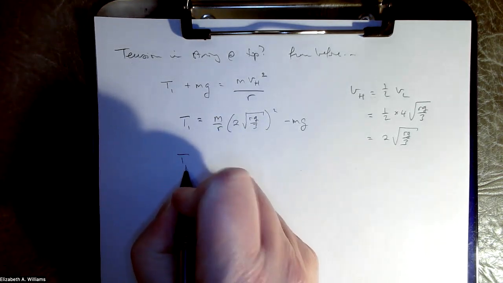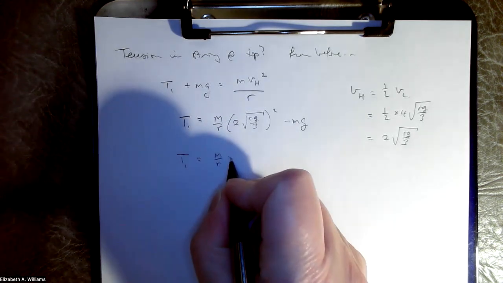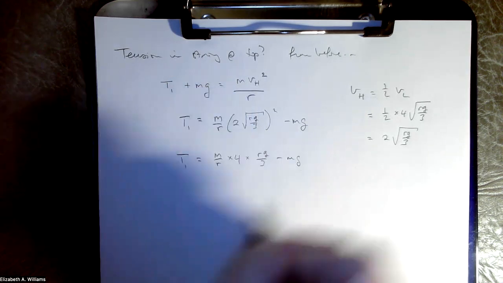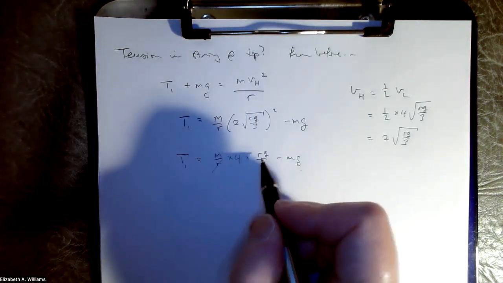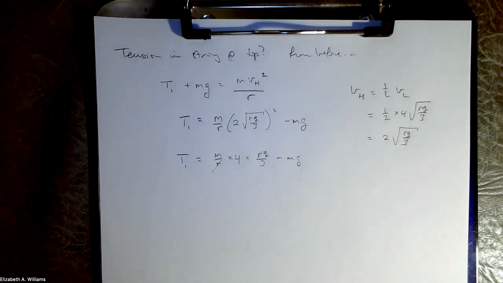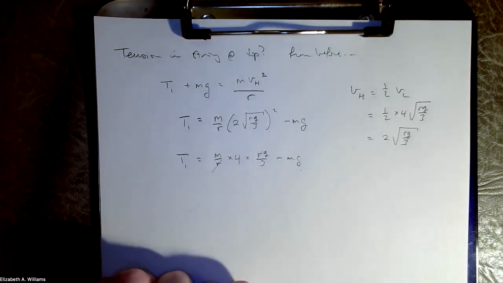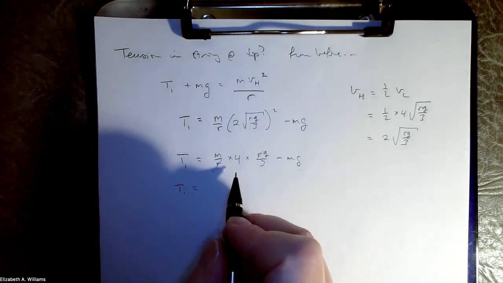I can do math. T1 equals M over R, don't do too much in your head, times 4 times RG over 3 minus MG, and you tidy that up. Your R's are going to divide out, which is interesting, that the tension isn't going to depend on the radius. Your tension will depend on the mass, but not on the radius. Maybe that's why they wrote this question, because it's kind of fun to think about all this stuff. What have I got?